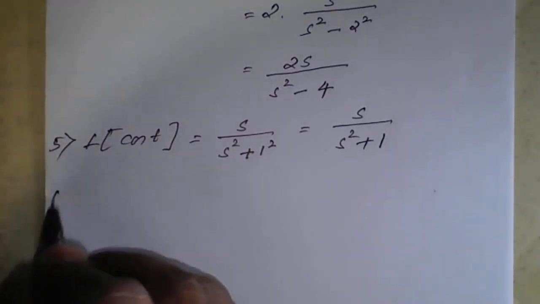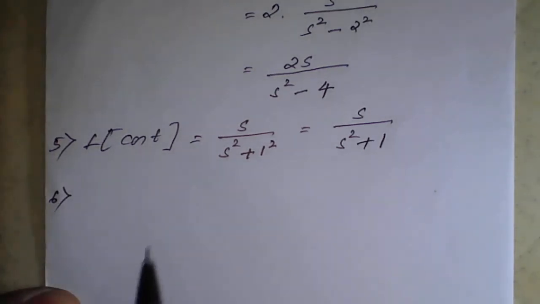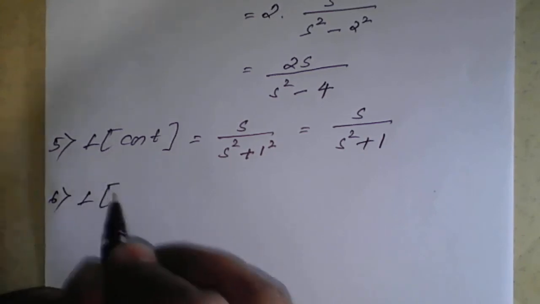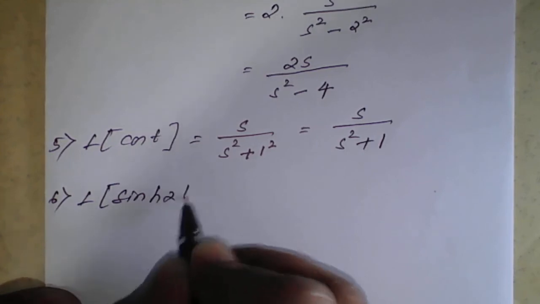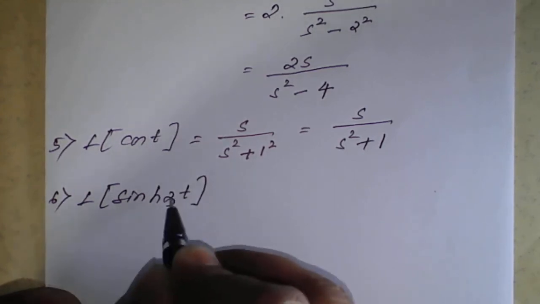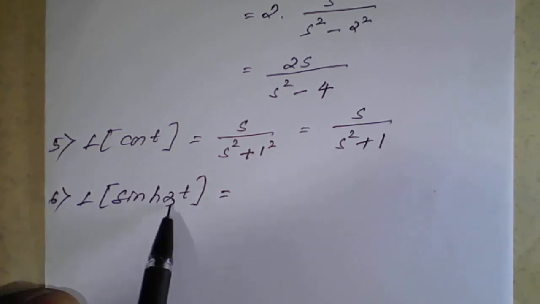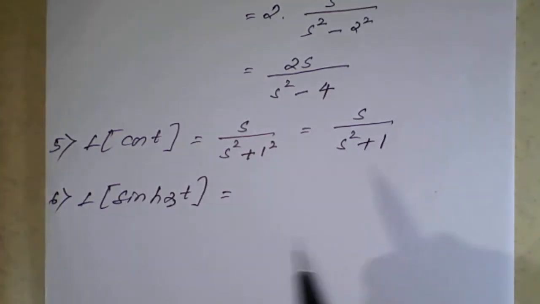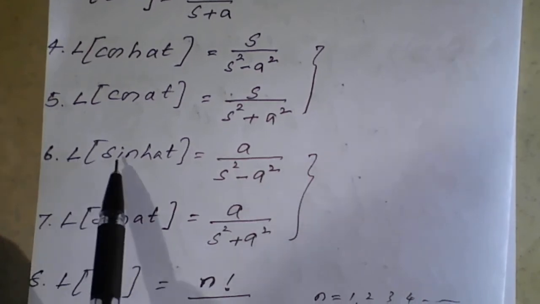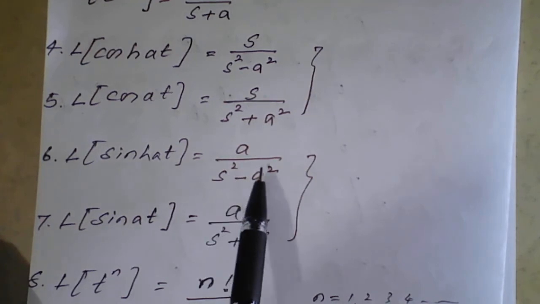Next example will work out. Laplace of sine hyperbolic of 2t or 3t I will take. So Laplace transform of sine hyperbolic of 3t. So the formula is, just I will show you the formula once again. Laplace transform of sine hyperbolic of at is nothing but a divided by s square minus a square.